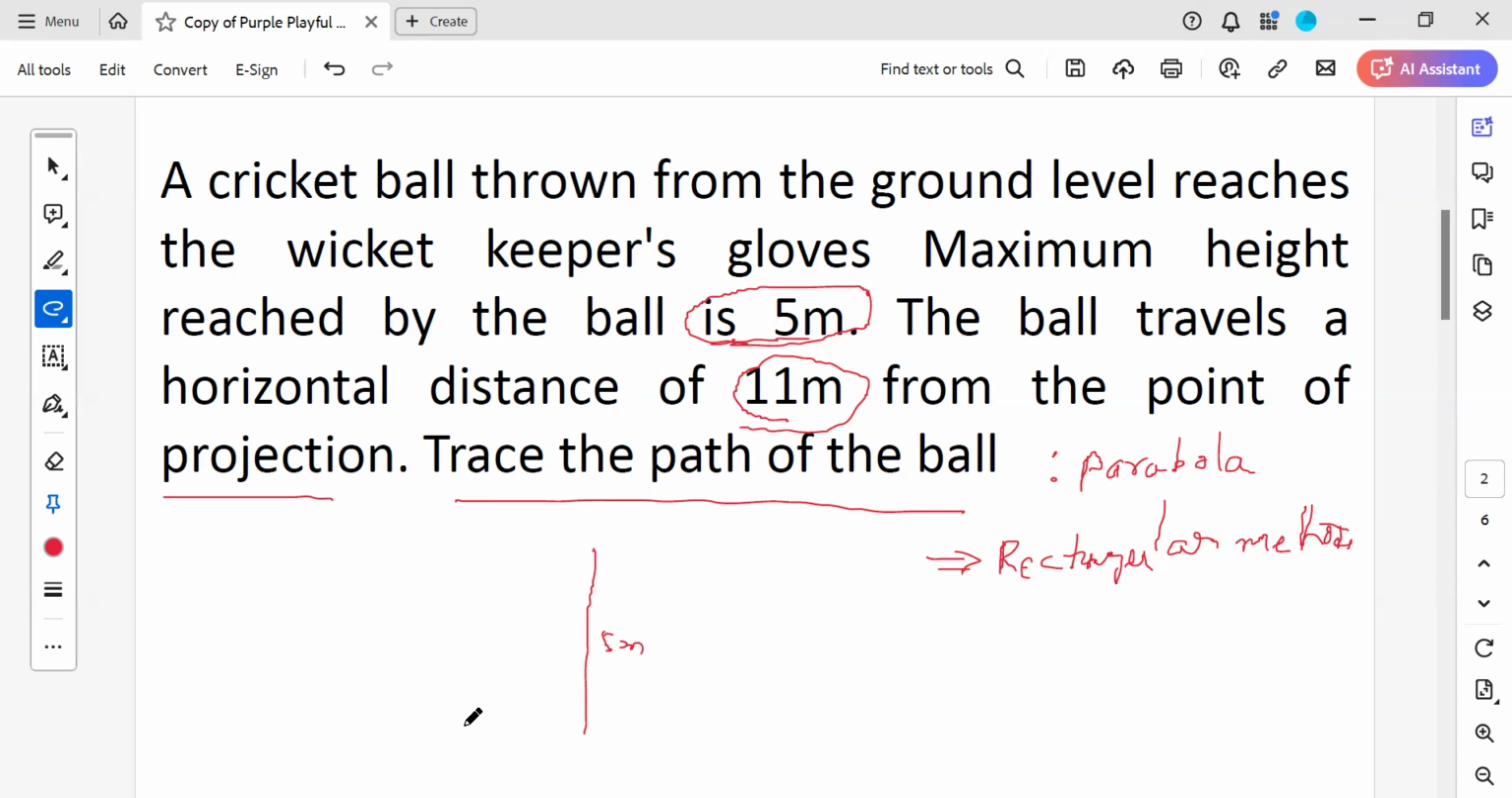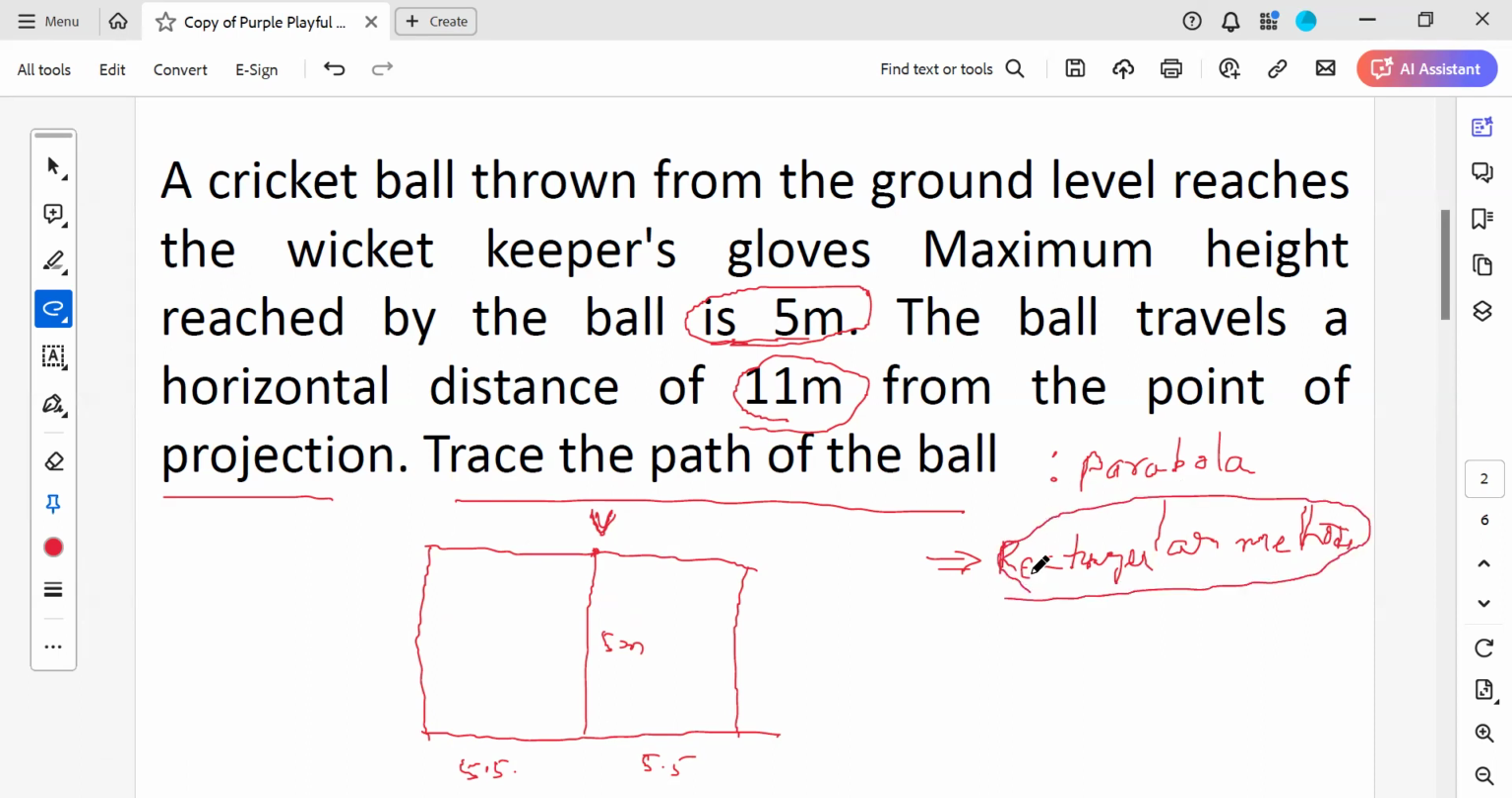Next one is the horizontal distance covered, 11. That means this side 5.5 and this side 5.5. Total will be 11 meters. So you complete the rectangle. When you construct this rectangle, automatically this will become the vertex of the parabola. This is called the vertex of the parabola. Now by using the rectangular method, we are going to construct this parabola.